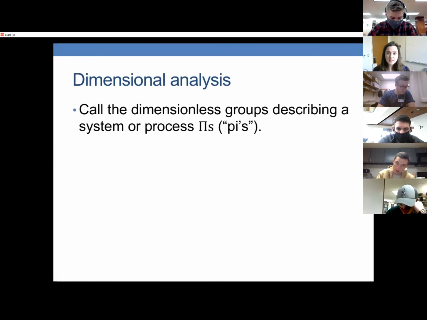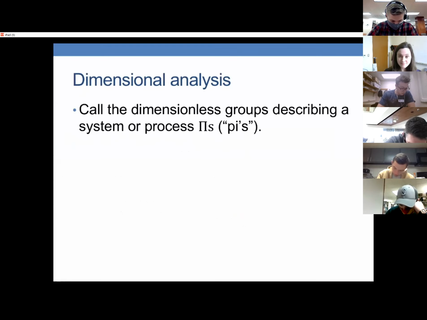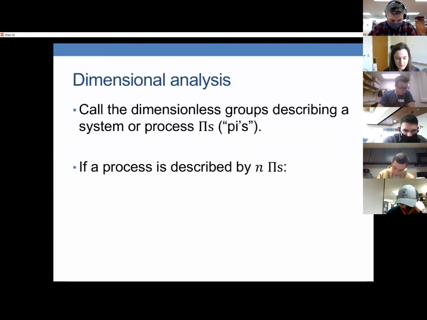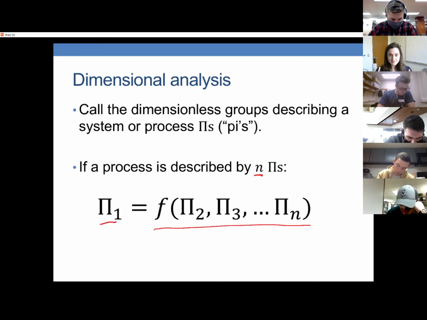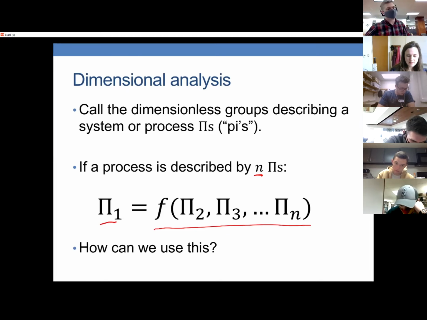Okay, so we're going to call those dimensionless groups, those dimensionless parameters, pi's. Okay, so capital pi is pi. Okay, so if a process is described by n pi's, then we know that pi1 is some function of the other pi's. This is pretty obvious, but what does this tell us? Okay, how can we use this?